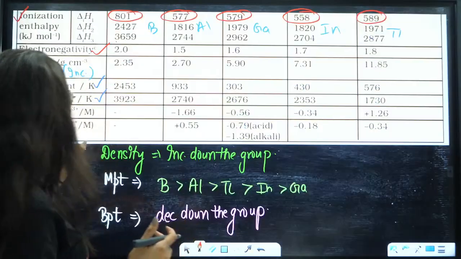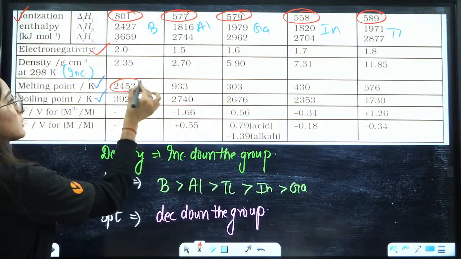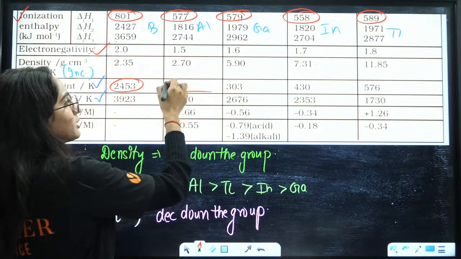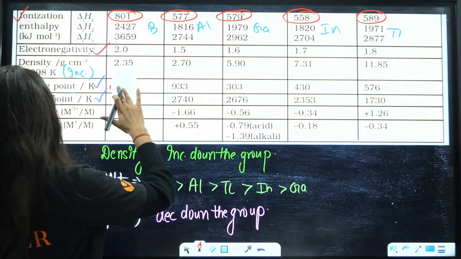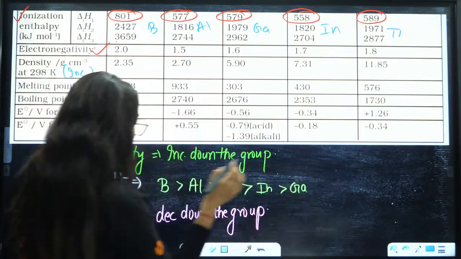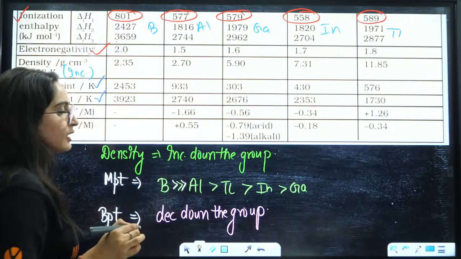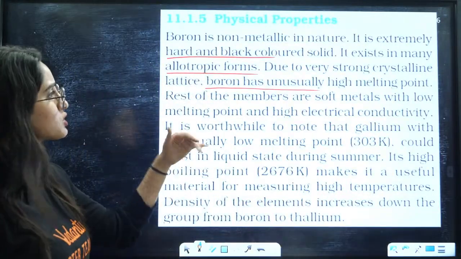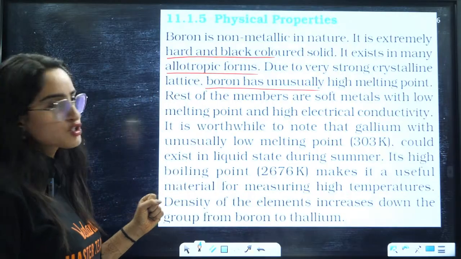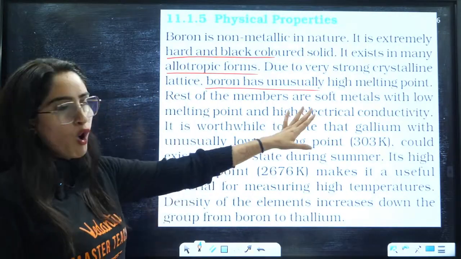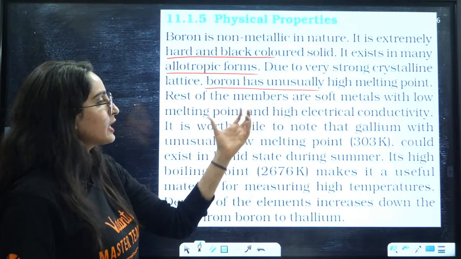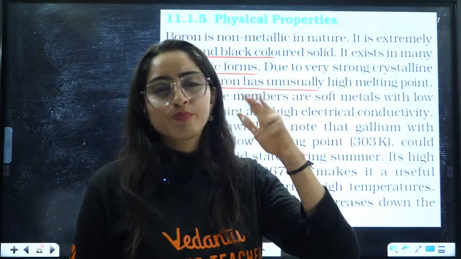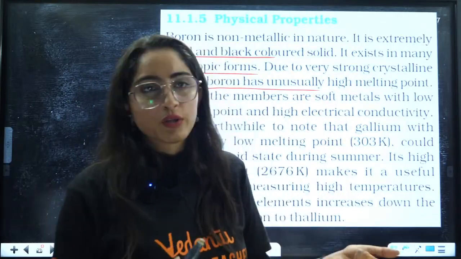Can you see? Boron has a melting point of 2453 and they are below 1000. They all are below 1000. But for boron, the melting point is exceptionally high, right? Because of this strong crystalline structure. The rest of the members are soft metals with low melting point and high electrical conductivity. That means current can pass. Good metals means current can pass through them, right?